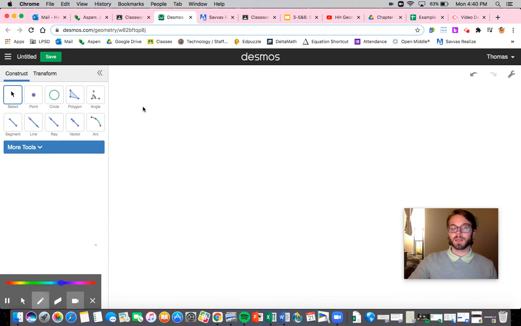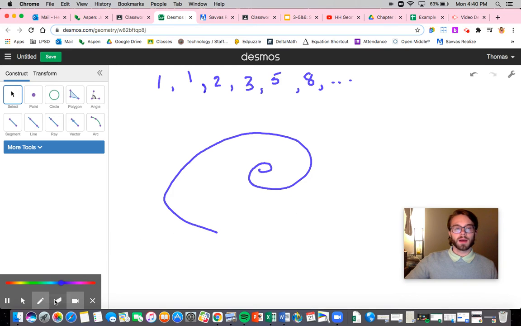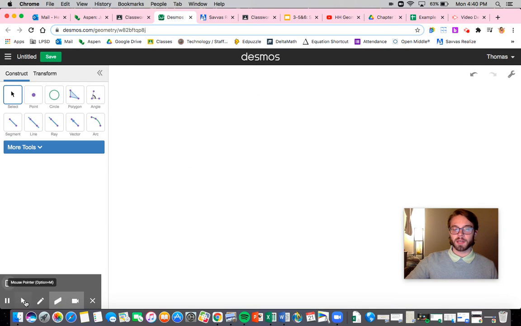For those of you that might recall, the Fibonacci sequence is the one where you have one, and then these two added together are two, and then these two added together are three. And then these two added together are five, and then eight, and so on and so forth. So what we're going to be doing is constructing the Fibonacci spiral. You've seen it a million times. So we're actually going to go through the process of constructing that.